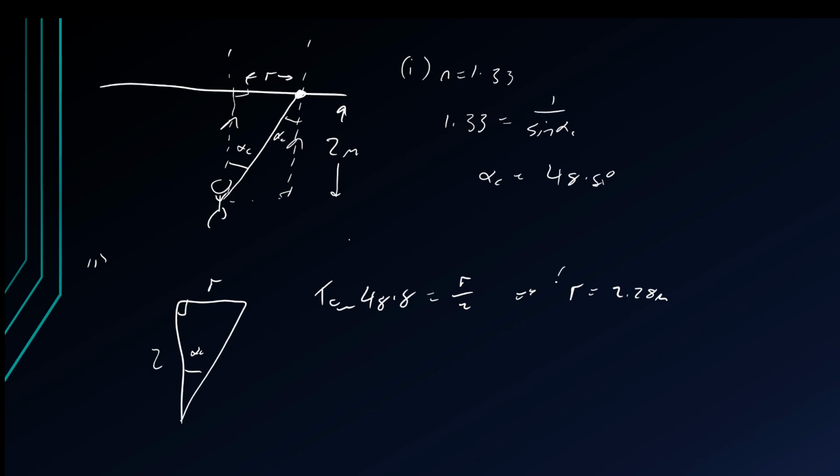It just asks us for the radius, and that is the radius of the circle that is formed due to Snell's window.